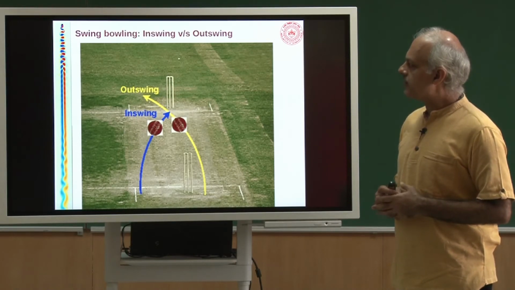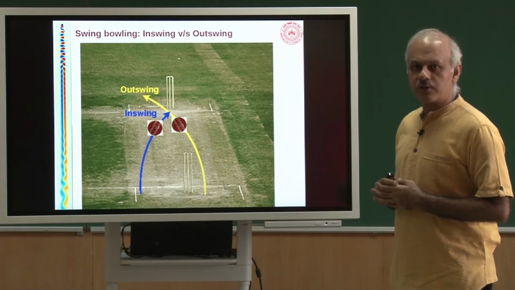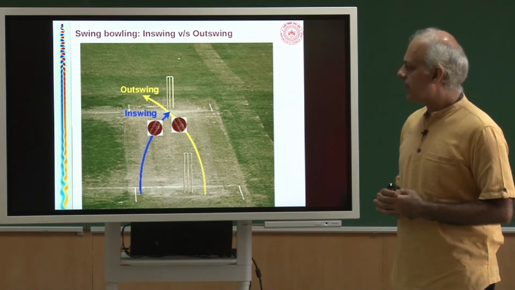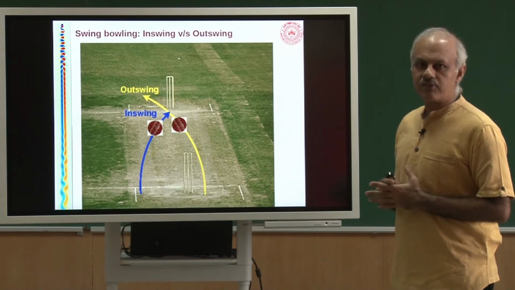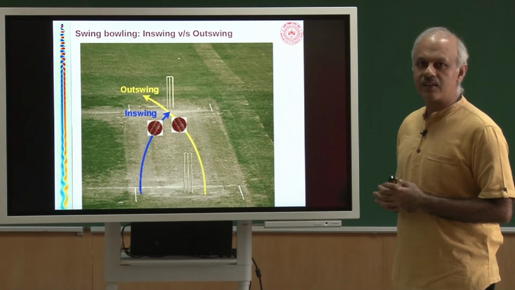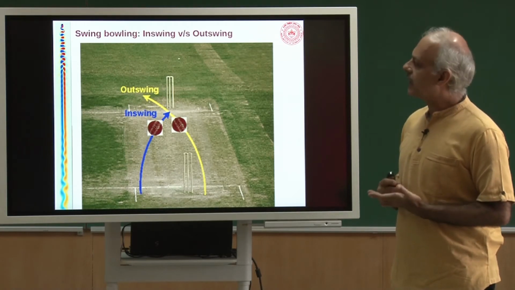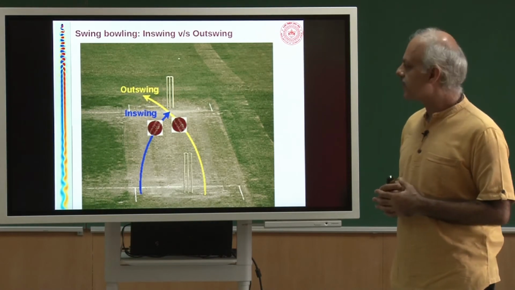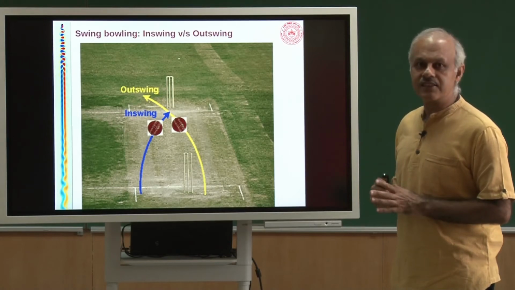First I want to make it very clear to you the convention that, at least, people in aerodynamics use. There are 2 kinds of swings: the conventional swing and a reverse swing. A conventional swing can be in swing or out swing, and a reverse swing can also be in swing or out swing. Okay. So let's first talk about the conventional swing.